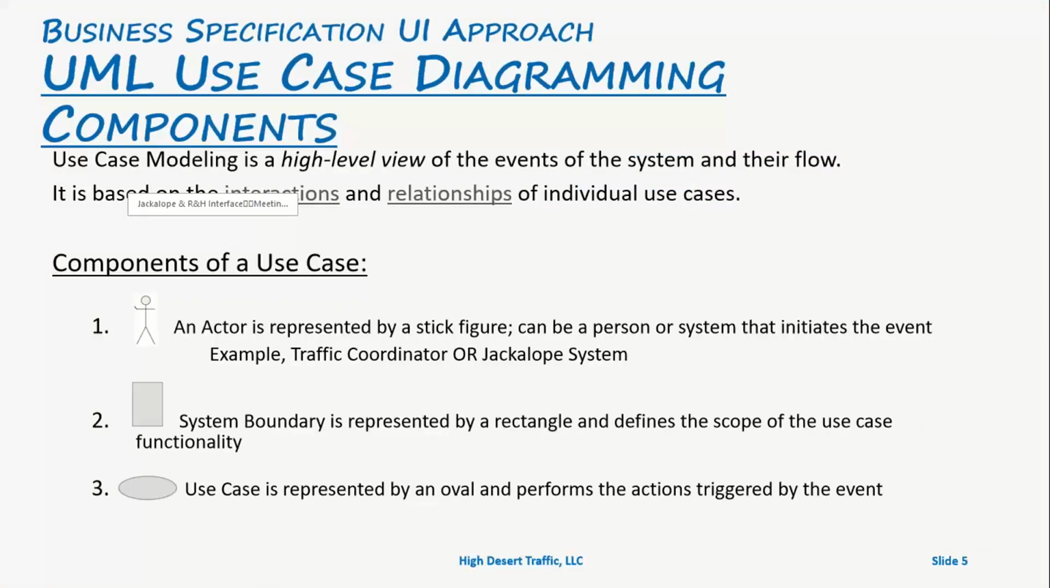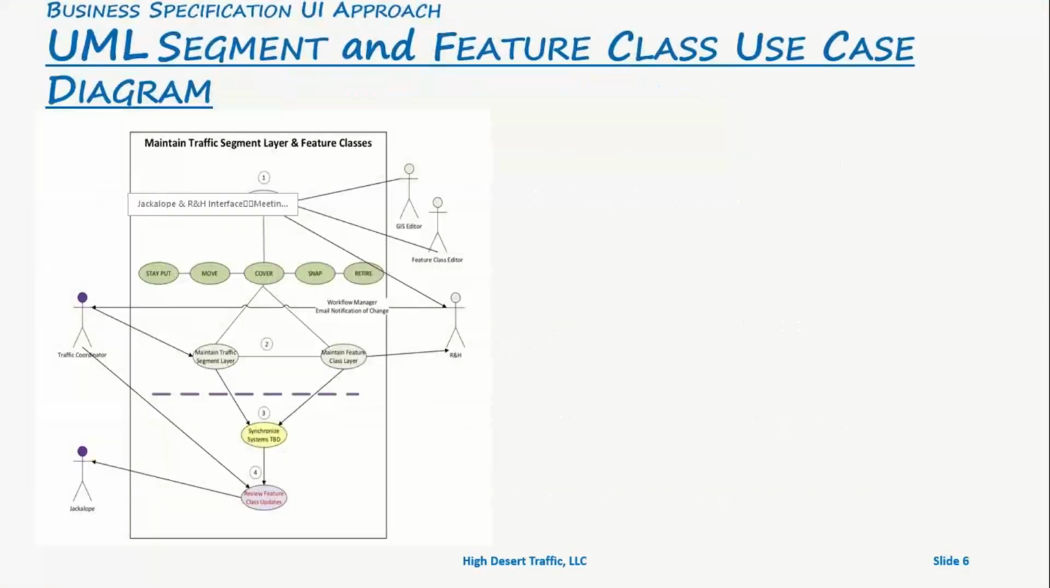In addition to that, you're going to see, click for me, thank you, the use cases within this use case diagram. I want to mention that typically you won't see this many use cases within the boundary, but we did this so that HDT could build a better understanding between what's going on in Roads and Highways and that interface that really needs to take place if Jackalope is going to capture some of the Roads and Highways changes that occur.